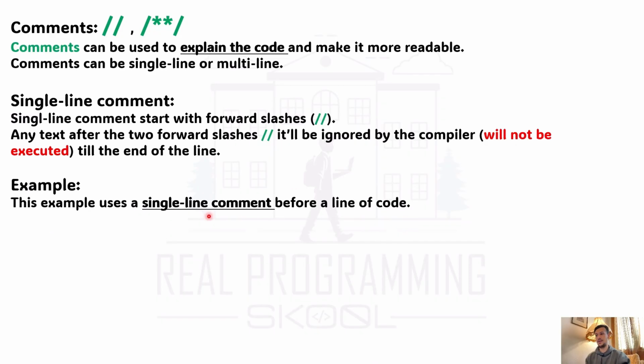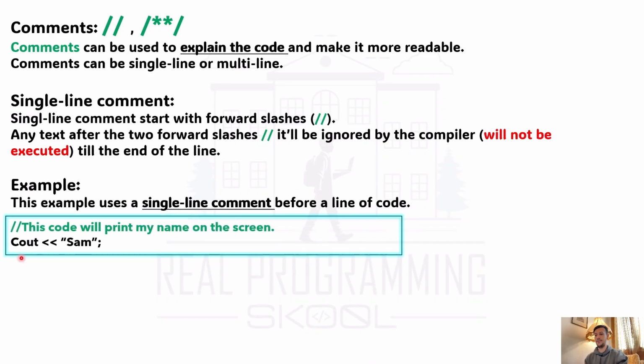All right, for single line comments, we will have an example. For example, like this: cout object, double quotation marks, semicolon. Above this code I write a comment. I start with forward slashes: this code will print my name on the screen. The compiler will not execute this sentence and it will be ignored. This comment explains that the code will print my name on the screen.